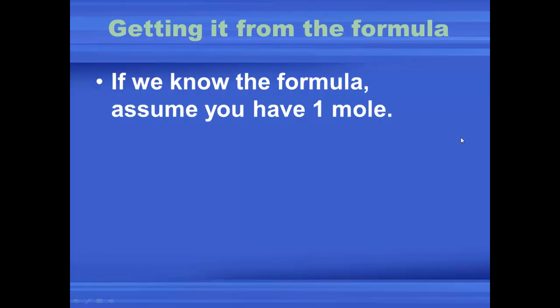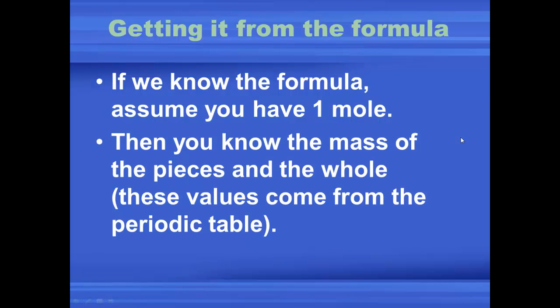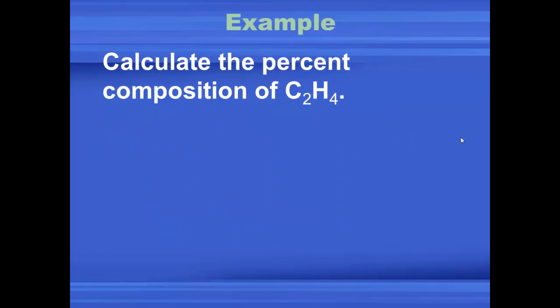Here's another type where you're getting it from the formula. This is more often what we're going to do. So if you know the formula, you can assume you have 1 mole of the compound. And if you know you have 1 mole of the compound, then you know the mass of the pieces and the whole. Okay, you know your part and your whole, because we know the values that come from the periodic table. So this is where the periodic table stuff is going to come in. So if I'm looking at a problem like this, calculate the percent composition of C2H4. And C2H4 is also known as ethene.